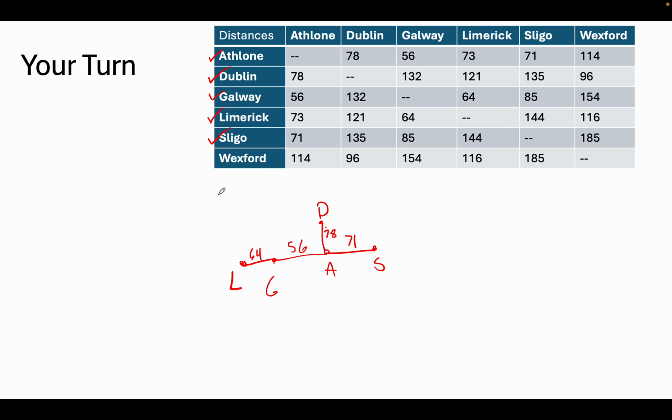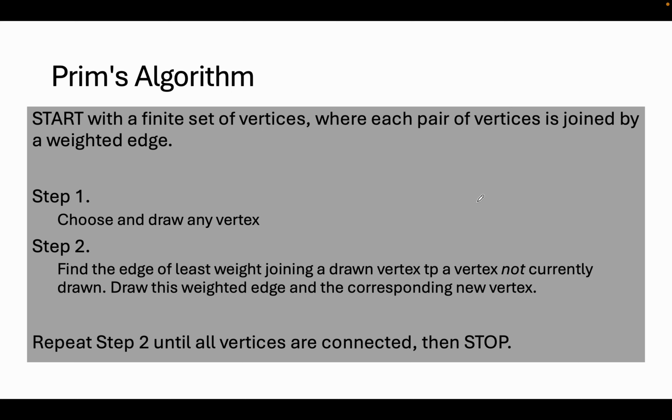Cool. And then 96 Wexford. 96. That look right? Cool. The book does the math for me. This is 365. Anybody get anything different? Cool. All right, minimum spanning tree.